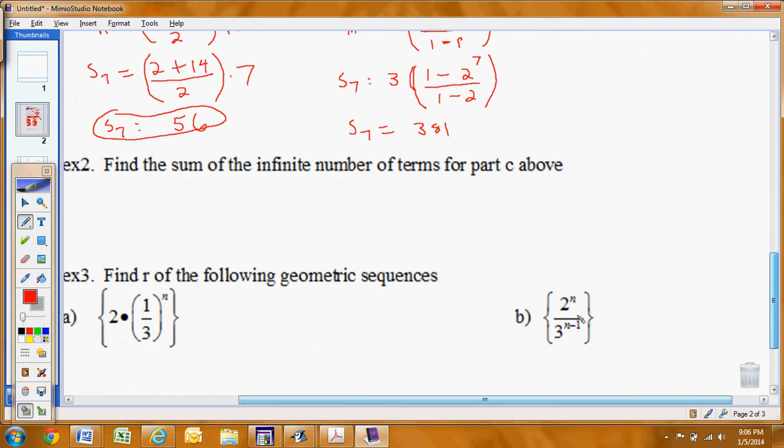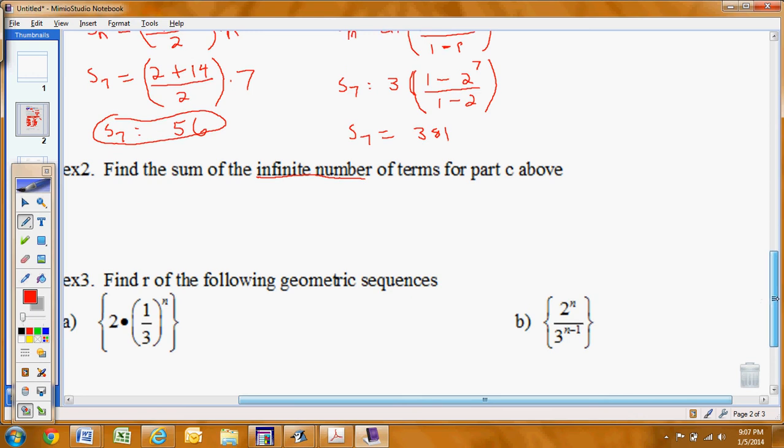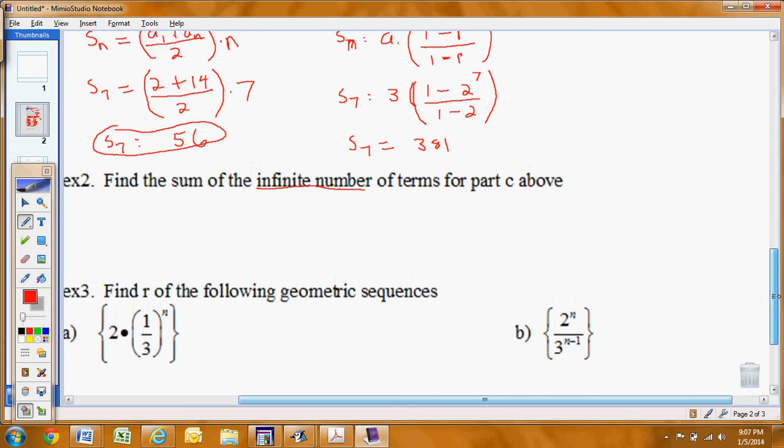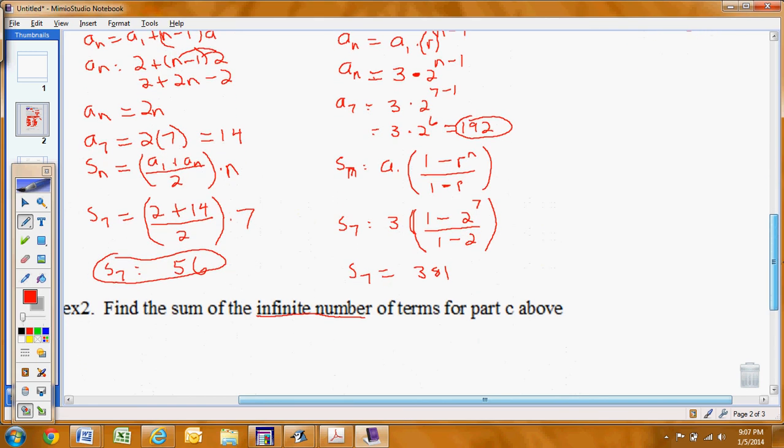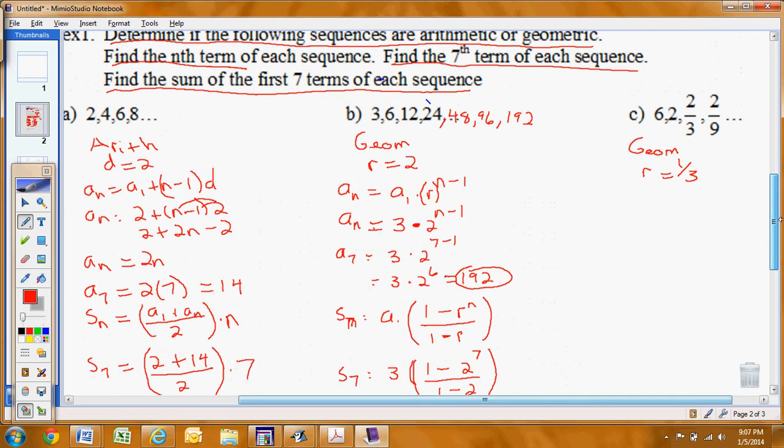All right, example 2 says, find the sum of the infinite number of terms. An infinite number of terms means keep adding up forever. It does not seem to make sense that it will ever add up to something if it's an infinite number. However, it only works if it's geometric and if r is between -1 and 1.